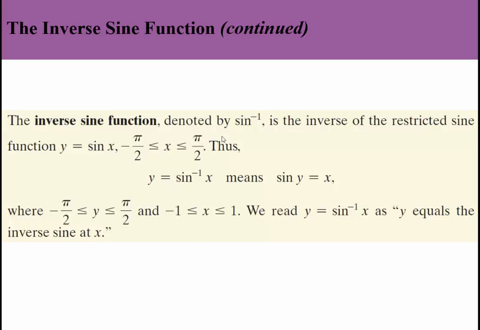The inverse sine function, again denoted by sine minus 1 of x, and I've also seen this called the arcsine in books, is the function y equals sine of x on this interval. So thus, y equals the inverse sine of x means the sine of y equals x, where negative pi over 2 to pi over 2 is your range, or y values, and your domain is going to be between negative 1 and 1. So this is red now, y equals the inverse sine of x. And what I like to call this is the angle getter.